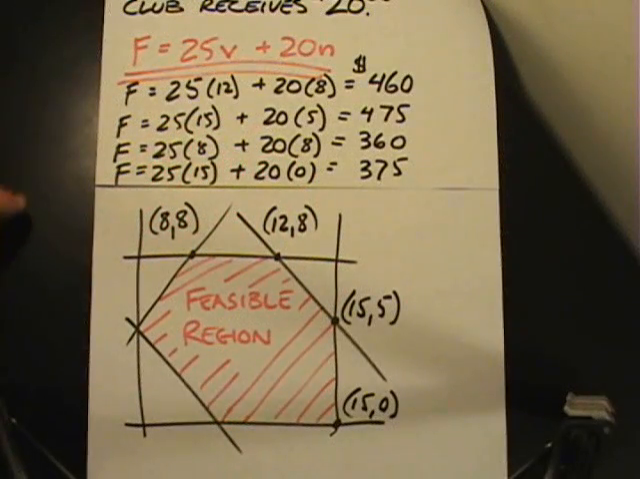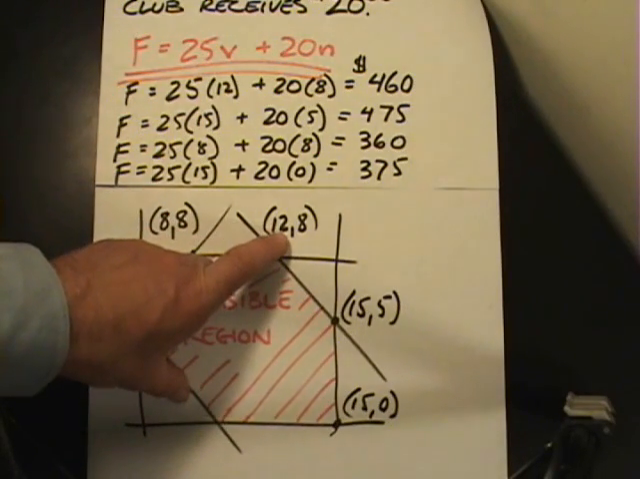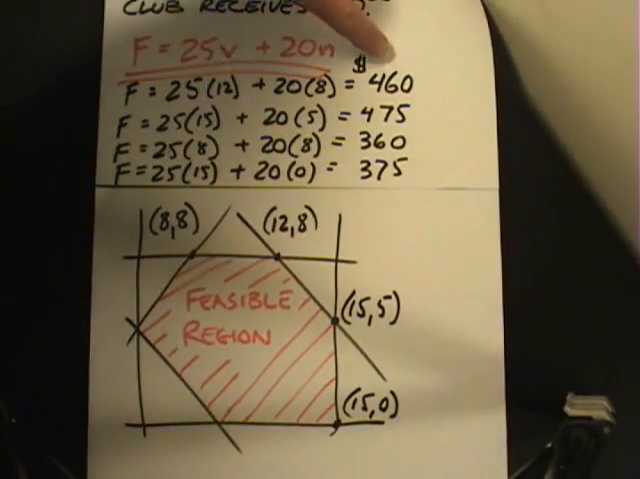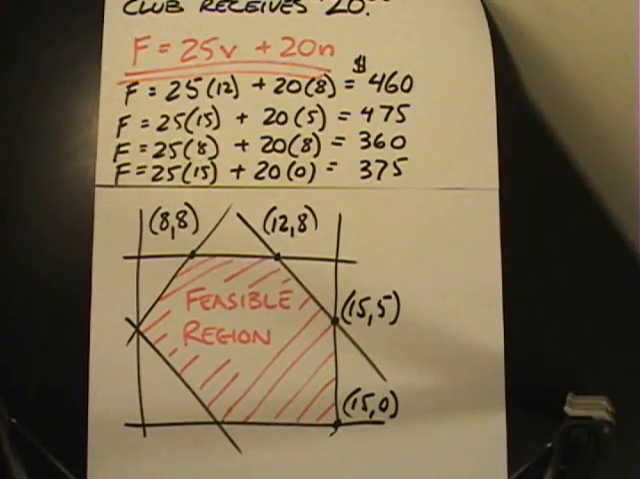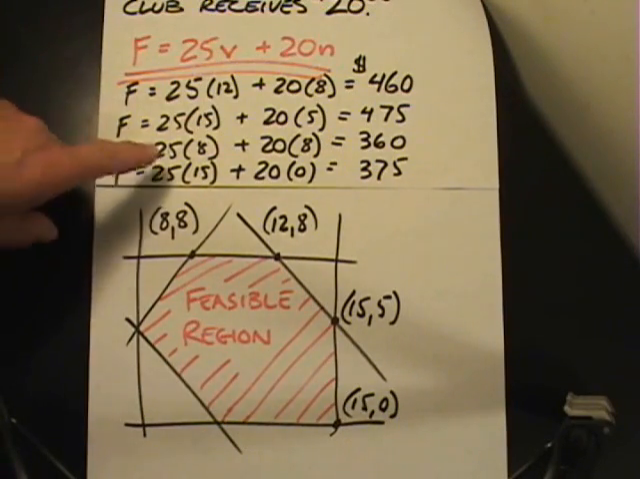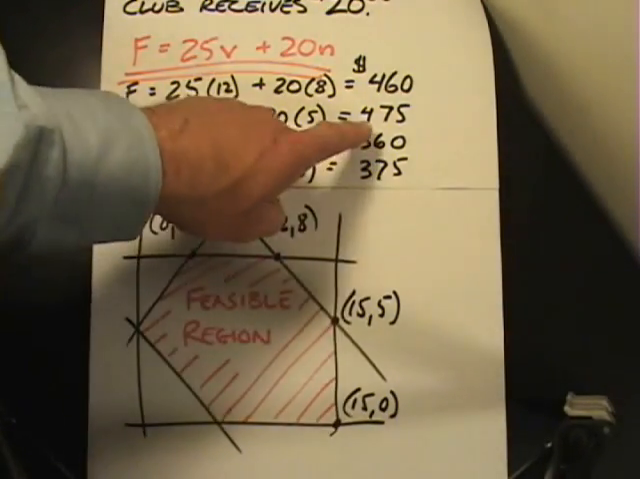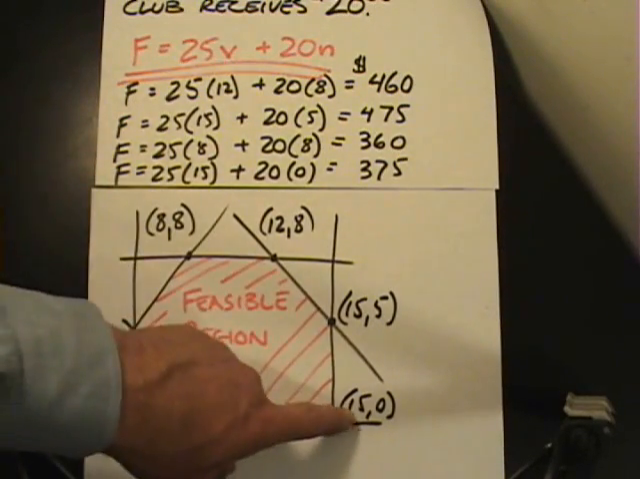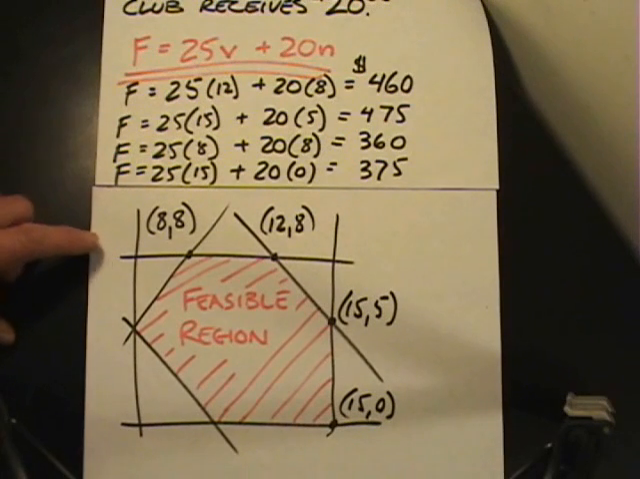Okay, well, I've zoomed out a little bit just so you can see that by plugging the coordinates in, the 12, the veterans are our x value and the newbies are our y value. Plugging in 12 and 8 gives me a fund of $460 that's been raised. If I plug in 15 and 5 right here, I get $475. I plug in 8, 8, I get $360, and 15, 0, I get $375.